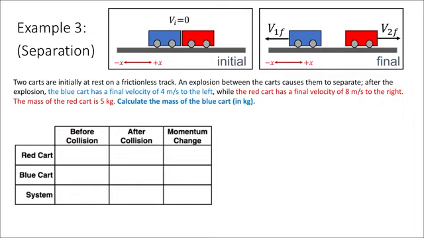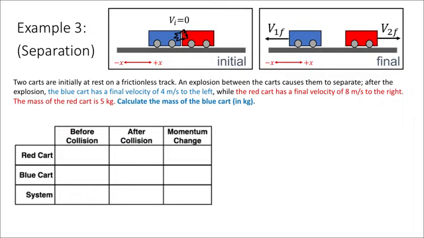So if we have two carts initially at rest on a frictionless track and some explosion happens in between them, so some explosion happens here to cause them to separate, and we're told that the blue car has a final velocity of 4 meters per second to the left and the red car has a velocity of 8 meters per second to the right. If the mass of the red car is 5 kilograms, let's find the mass of the blue car in kilograms.